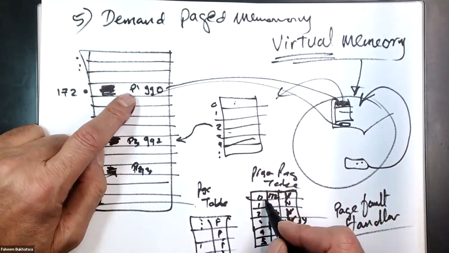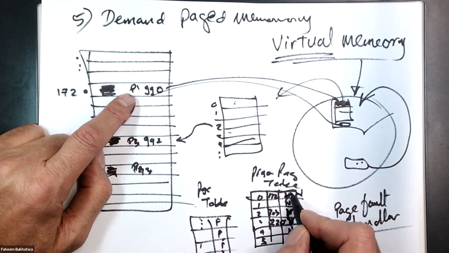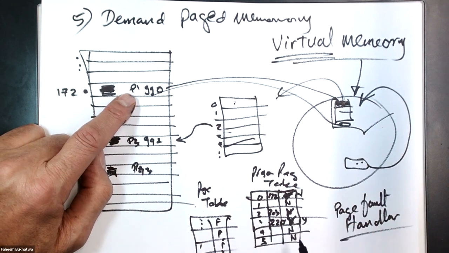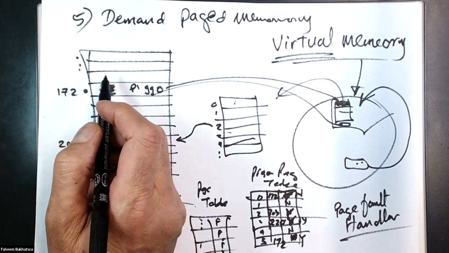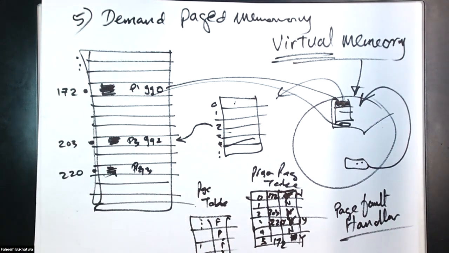And now we have to mark page 0 as no longer in main memory. We go to page 5 and we say, yes, it is in main memory, and it's in page frame 172. And we put control there, and we say, start executing. So the program goes and executes.